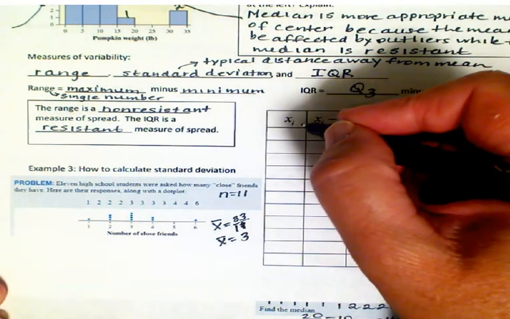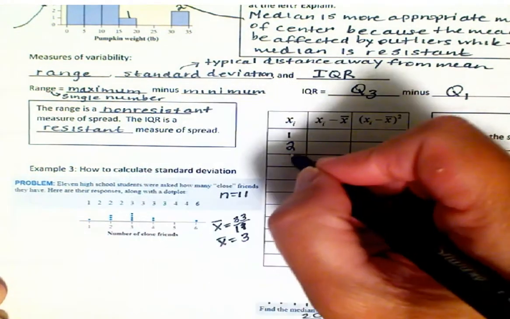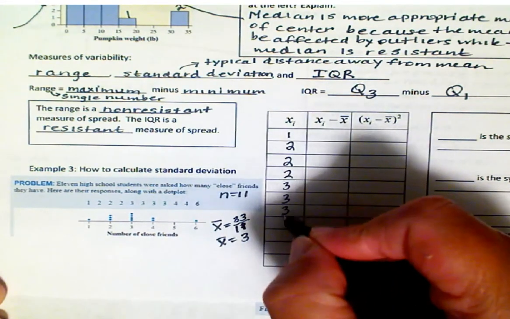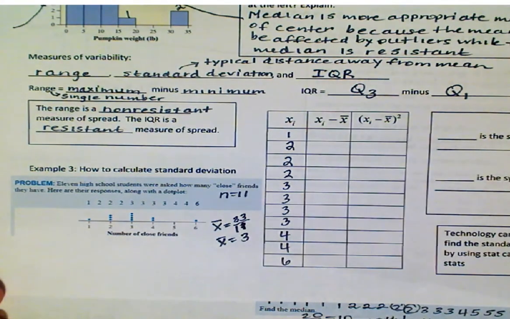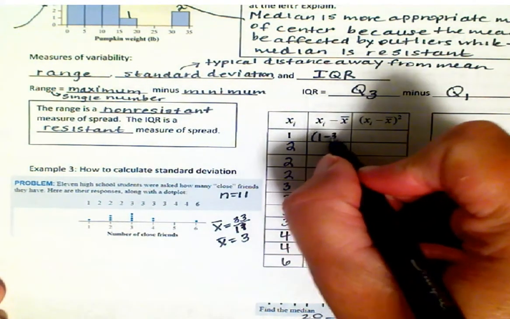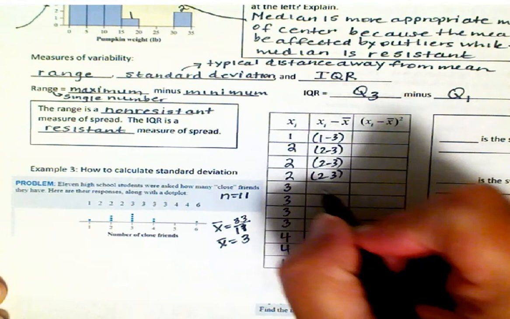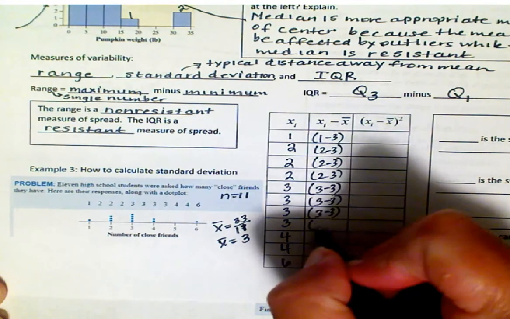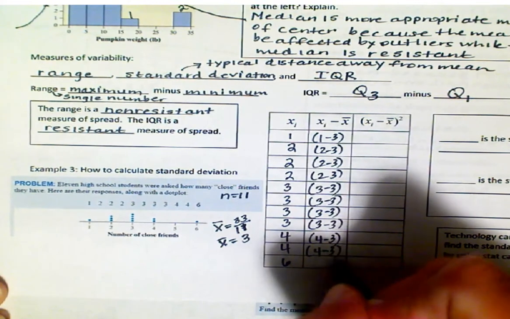So if you were doing this by hand, you would list all the values. So you've got 1, 2, 2, 2, 3, 3, 3, 3, 4, 4, and 6. Okay, so I'm just doing what it says. The next thing we're going to do is take each value and subtract the mean. So we're going to do 1 minus 3, 2 minus 3, 2 minus 3, 2 minus 3, 3 minus 3, 3 minus 3, 3 minus 3, 3 minus 3, 4 minus 3, 4 minus 3, and 6 minus 3.